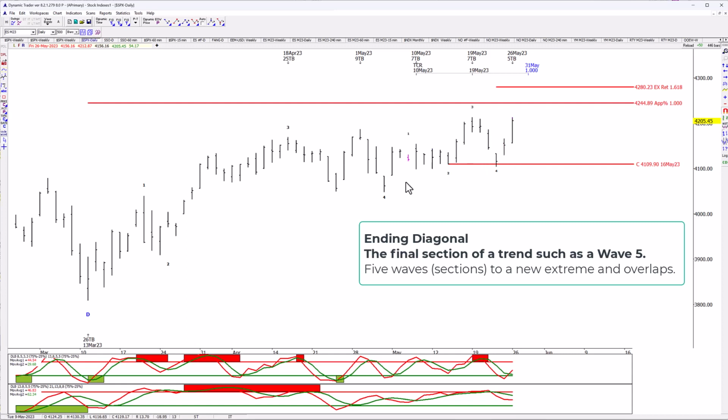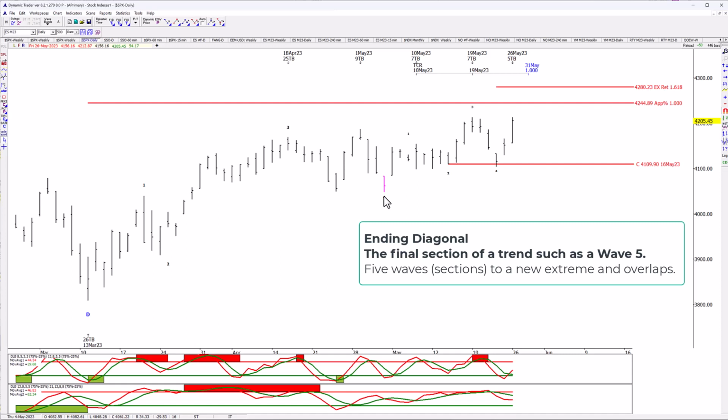So what's an ending diagonal? An ending diagonal typically is 5 sections, just like an impulse trend. It's the last group of sections of a higher time frame trend, and it goes to a new extreme, then overlaps, new extreme and overlap. What do I mean by that?